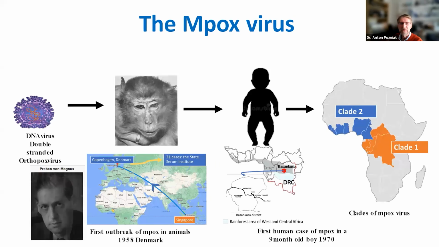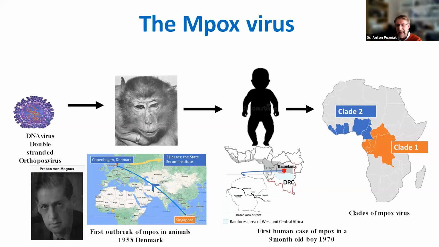So the monkeypox virus, if you look at the bottom here, well, the first outbreak was in animals way back in 1958 when I was 2 years old. And it was discovered by this von Magnus, and it was in laboratory animals that were sent from Singapore all the way to Denmark. It was found to be a DNA virus, double-stranded, and an orthopox virus.